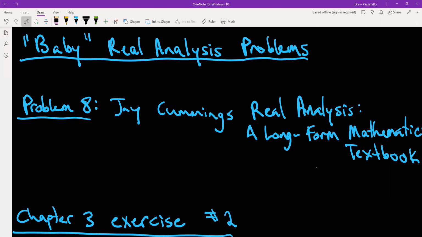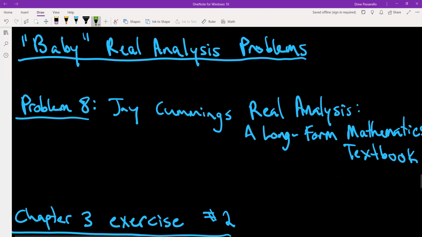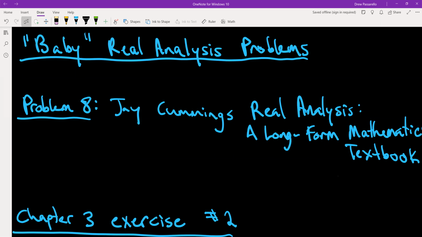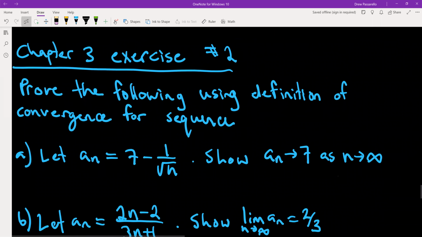All right, so this is Real Analysis problem 8 for the playlist that's on YouTube. This problem is taken from Cummings' Real Analysis Long Form Mathematics textbook. Now I'm going to go into problems involving sequences. This example is taken from Cummings' textbook, chapter 3, exercise number 2.